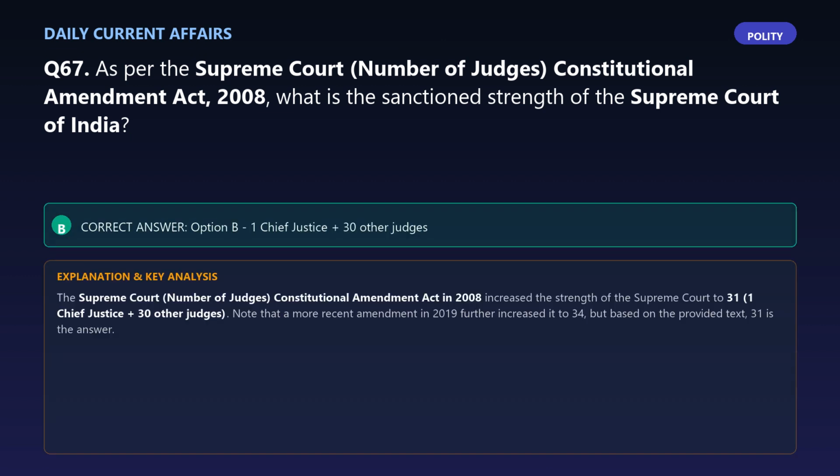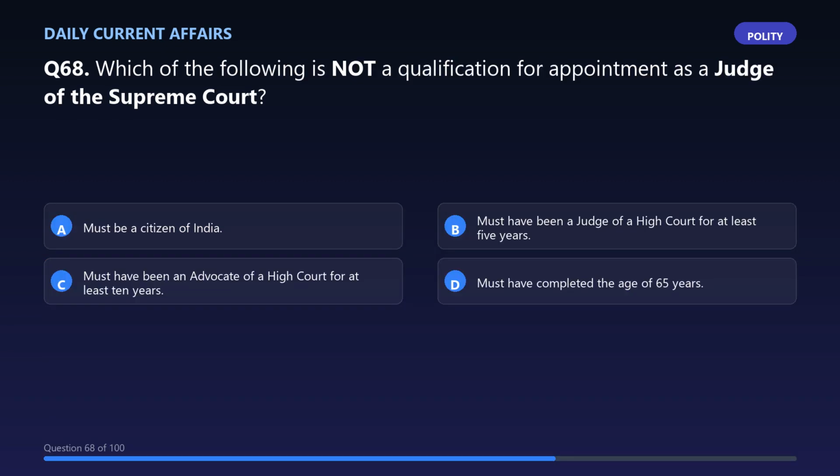The correct answer is option B, 1 Chief Justice plus 30 other judges. Explanation: the Supreme Court (Number of Judges) Constitutional Amendment Act in 2008 increased the strength of the Supreme Court to 31, 1 Chief Justice plus 30 other judges. Note that a more recent amendment in 2019 further increased it to 34, but based on the provided text, 31 is the answer. Question 68.